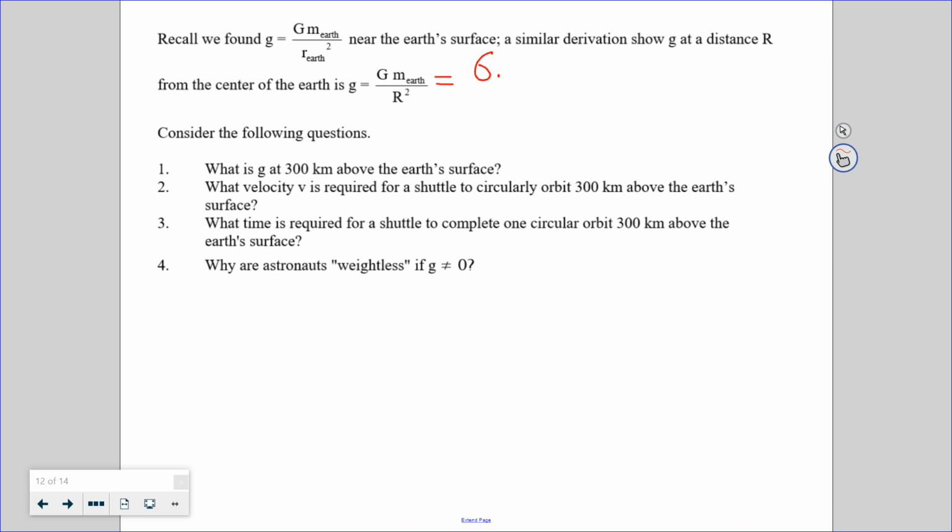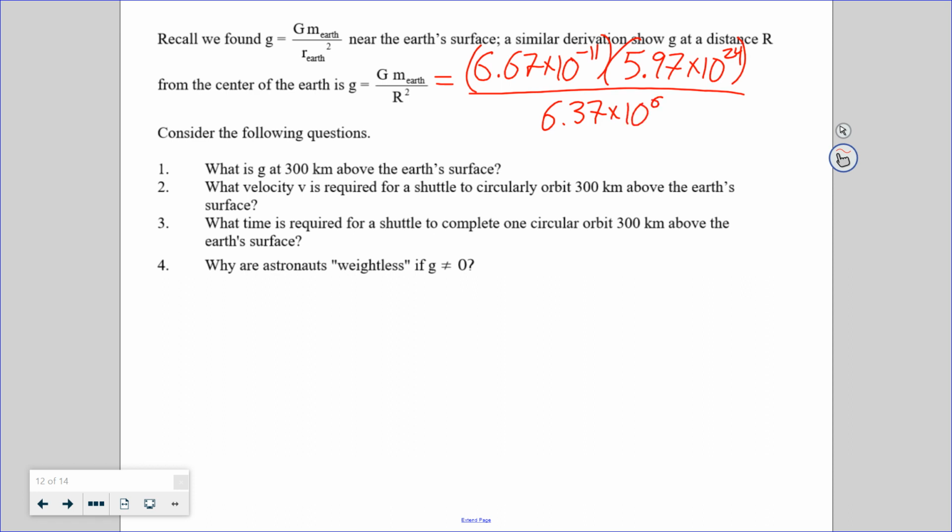Big G is 6.67. See if Newton had his head on straight, because there's an argument he's pretty crazy. 5.97 times 10 to the 24th kilograms divided by 6.37 million meters. Don't forget to square that denominator. What does that come out to?